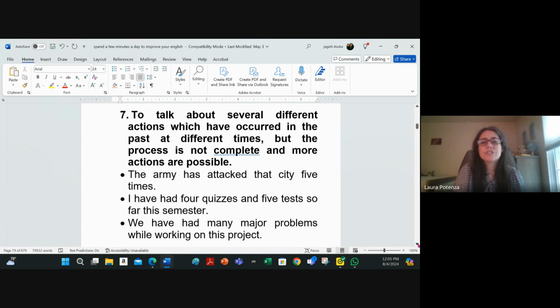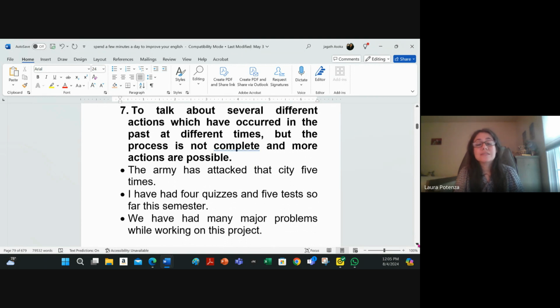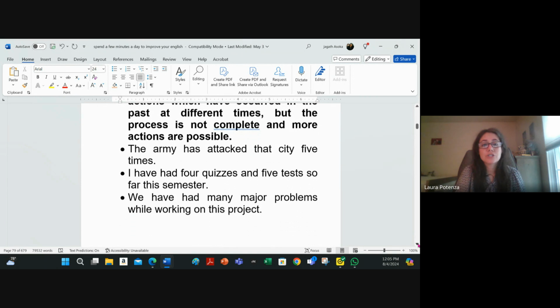7. To talk about several different actions which have occurred in the past at different times, but the process is not complete and more actions are possible.